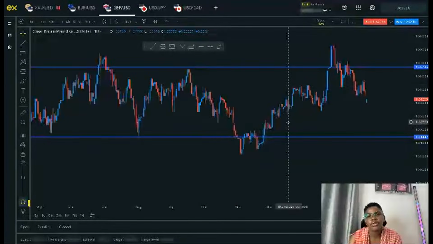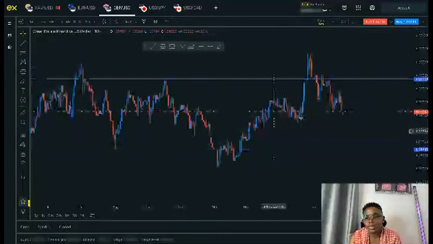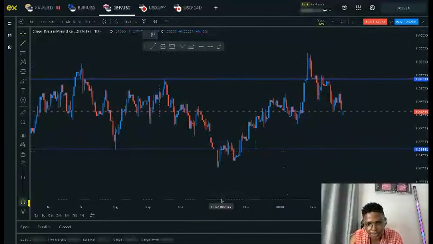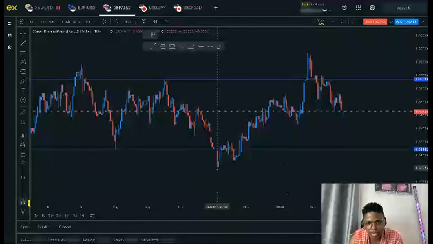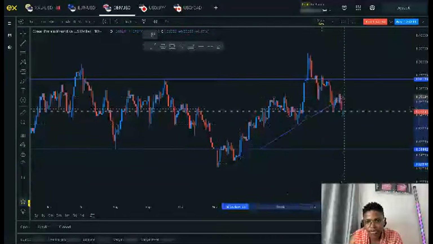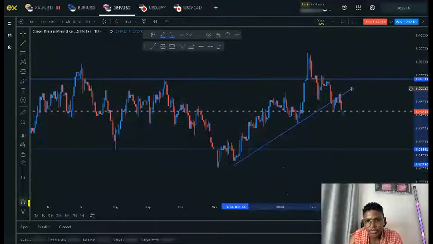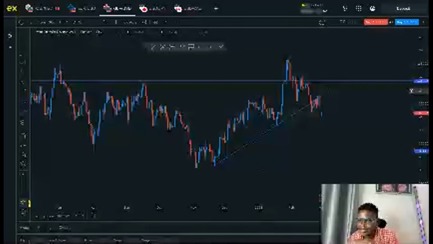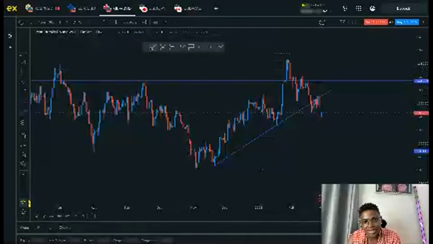Okay, good. So this is GBP on the daily. If we are to draw a trend line, we take our trend line. If we draw from here, it will get. So we take from this low. This is our trend line on the daily.